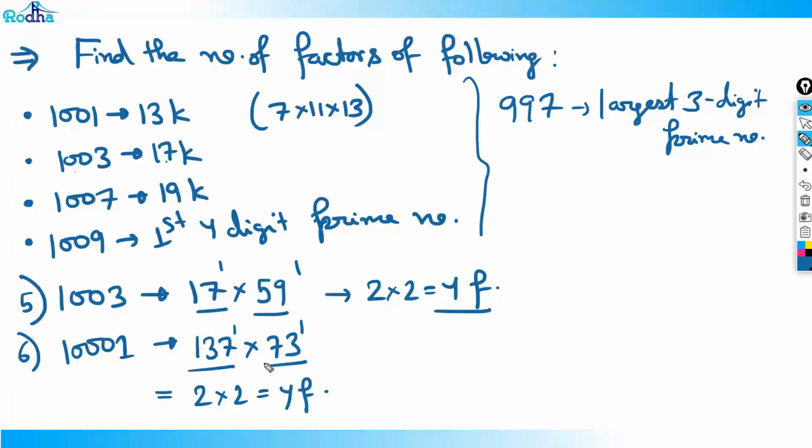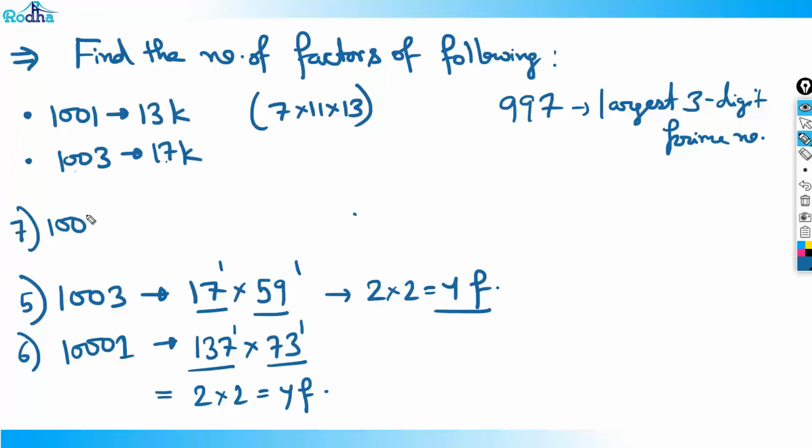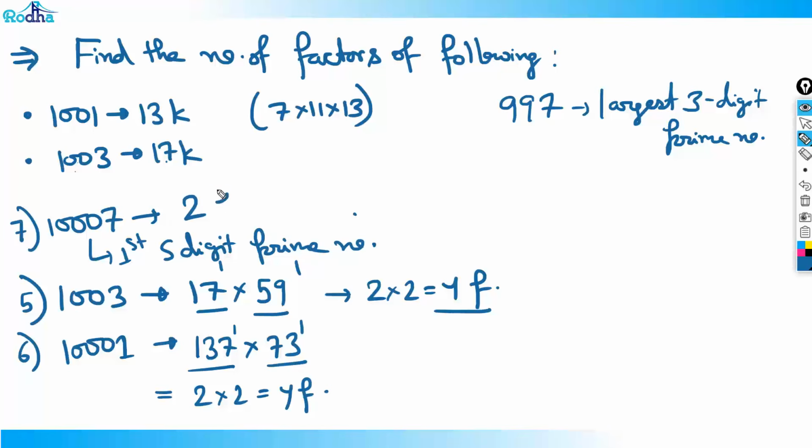Okay. So you can ask me a question here: what is the first 5-digit prime number? You can remember that the first 5-digit prime number is 10,007. Okay. So how many factors? Only 2 factors, because it is a prime number, so only 2 factors, 1 and the number itself.